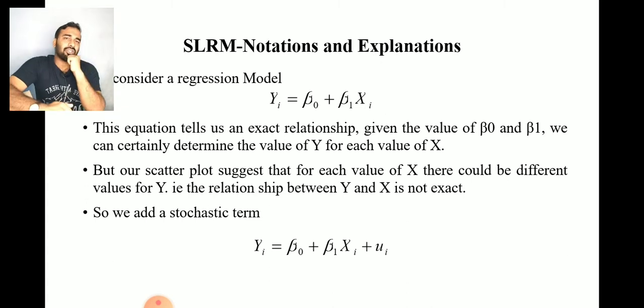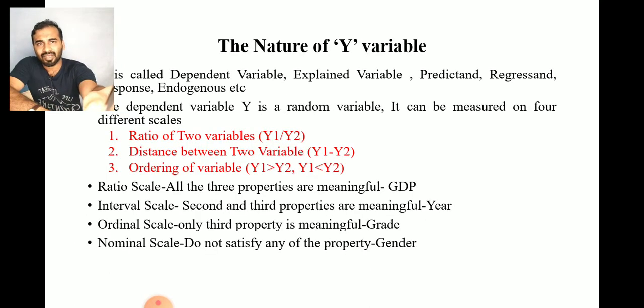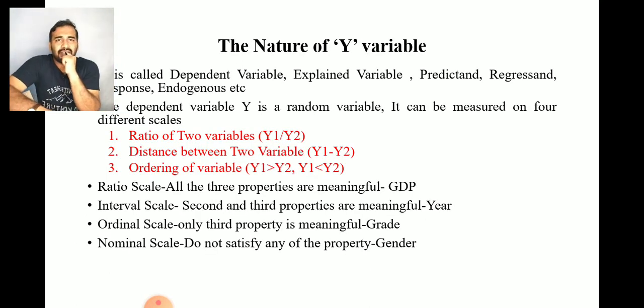In this equation we are using certain notations. What is y, what is beta 0, what is beta 1, what is xi, what is ui? All these things we will discuss in detail in this video. So the next thing is, what is this y? Our equation starts with y. yi is equal to... what is this yi? yi is a dependent variable, or explained variable, predictand variable, regressand variable, response variable, or endogenous variable. All these are the same.